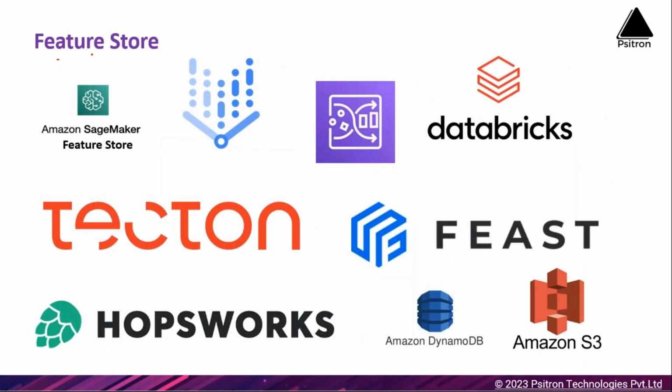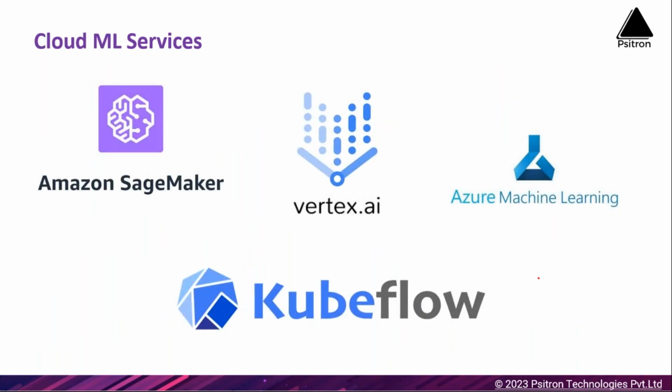When it comes to feature stores, we understand the importance of feature stores, isn't it? We're going to cover the feature store on top of AWS SageMaker. We're going to talk about Vertex AI Feature Store, Databricks Feature Store, and Feast, which is open source. We're going to build our own feature store with Feast, which is a project. It's also talking about commercial tools like Tecton, Hopsworks, and talking about DynamoDB and S3 for building your own feature store.